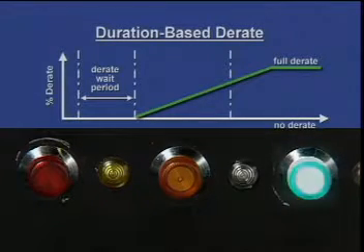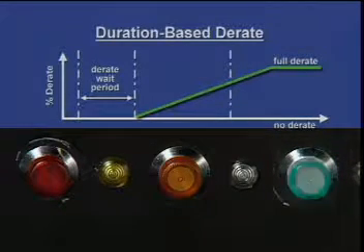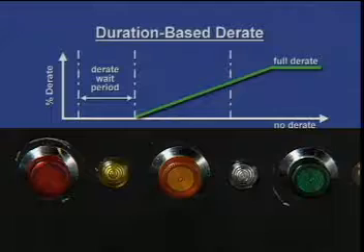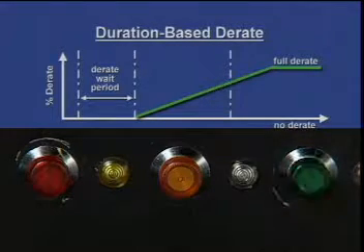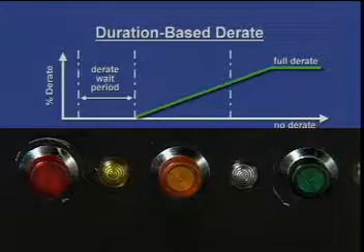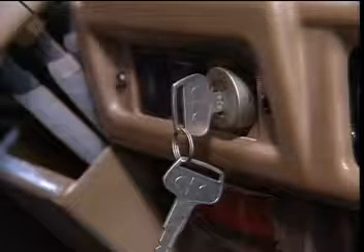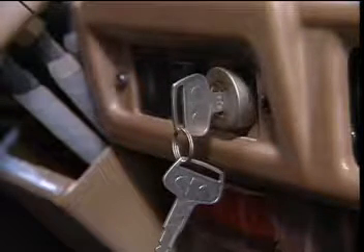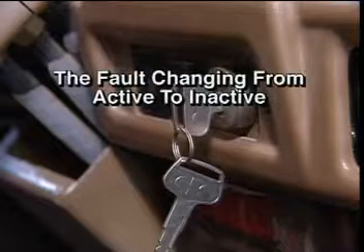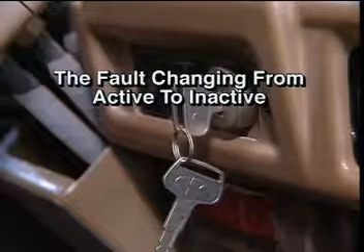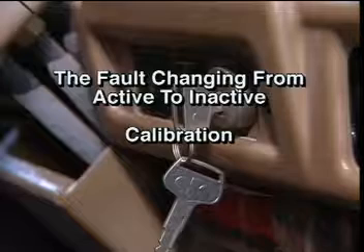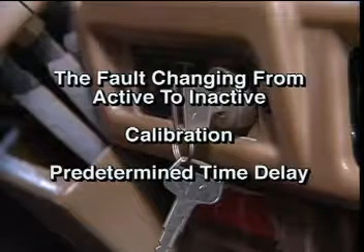When the engine protection shutdown feature is disabled, an engine protection fault does not shut down the engine. However, disabling the engine protection shutdown feature will not prevent the engine protection system from derating the engine as necessary. After an engine protection shutdown, the engine can be cleared for restart by the fault changing from active to inactive, calibration, or in some cases, a predetermined time delay.